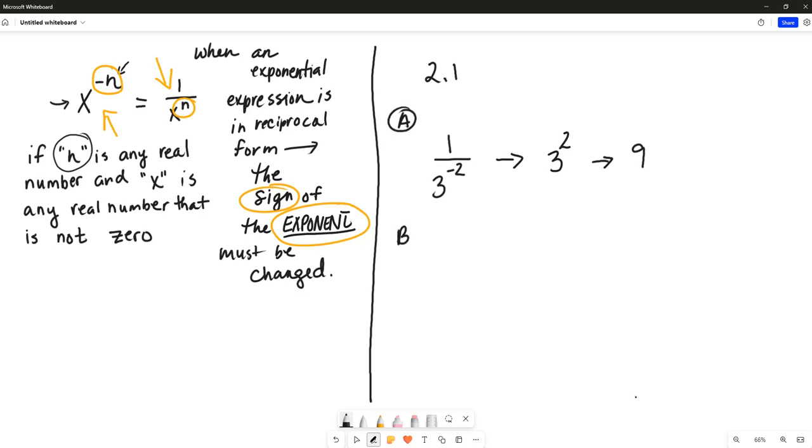Okay, let's look at B. 3 raised to the negative third power. We're going to put that in reciprocal form so that this exponent will be positive. So that will be 1 over 3 raised to the positive 3 power. When we simplify that, that's going to be 1 over 27.